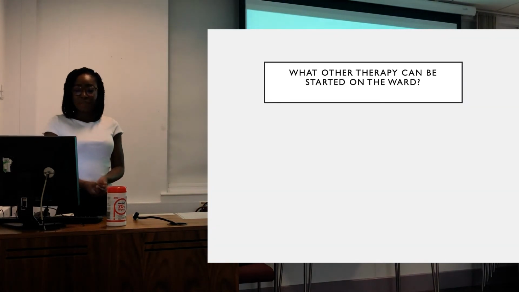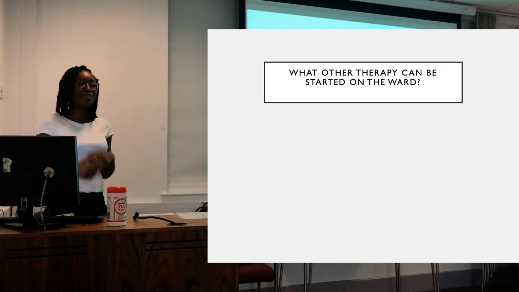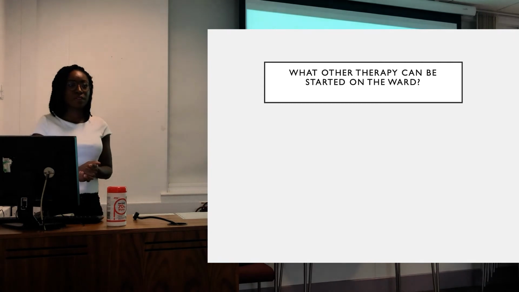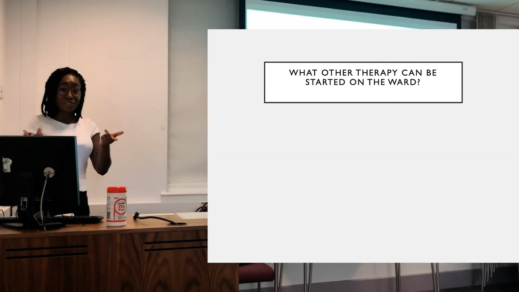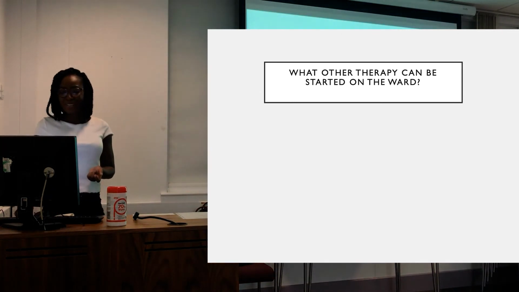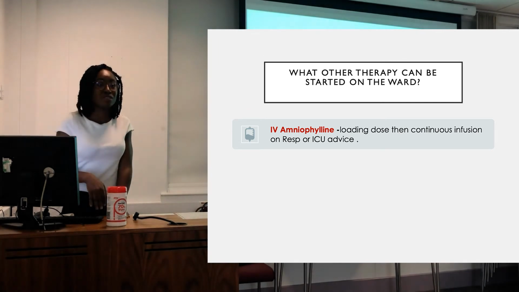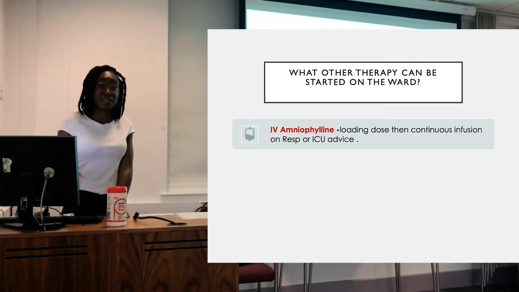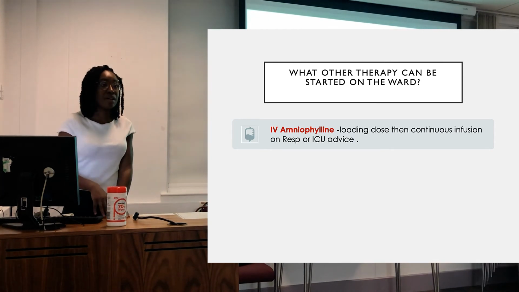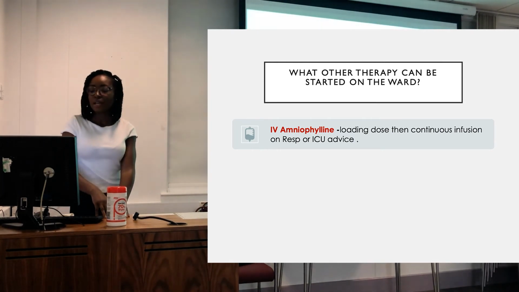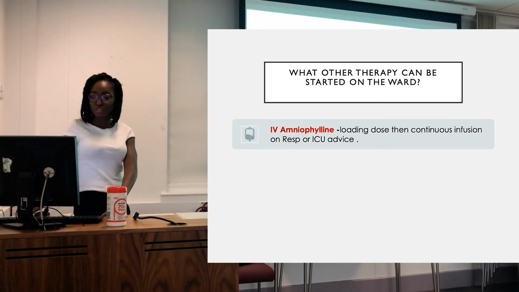What other therapy can be started on the ward? Do you know of any other therapies potentially for really severe asthma? Yeah, what did you say? Yeah, so you can give IV aminophylline. The evidence for this is actually quite poor. But if you're getting to the stage where the patient's got severe asthma and is progressing to life-threatening asthma, then potentially after a senior decision they might decide to start IV aminophylline. And with that, you would give a loading dose and then a continuous infusion.